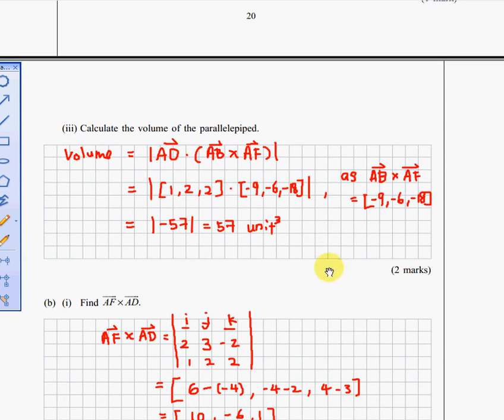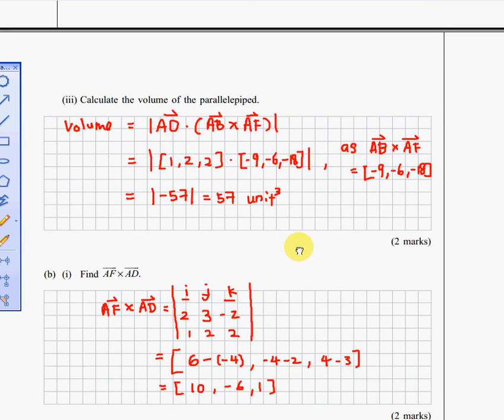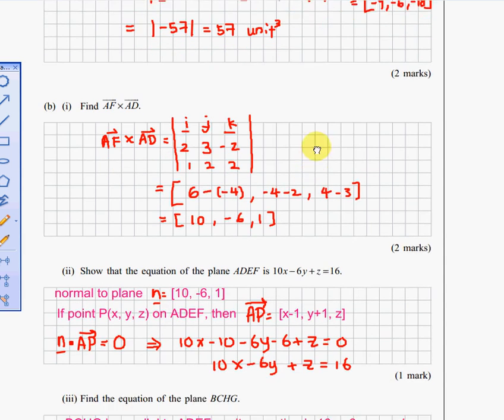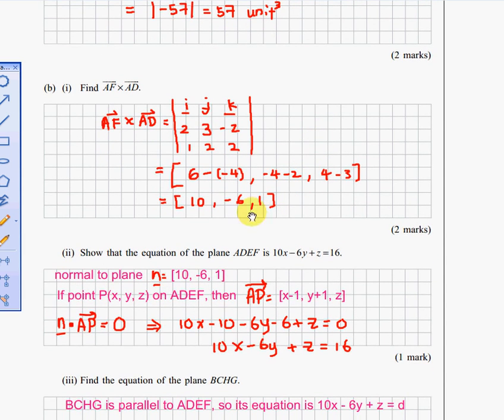And the next part is using the triple scalar product. You will be able to calculate the volume of the parallelepiped. Okay, take note of how you use the formula. It's very important.